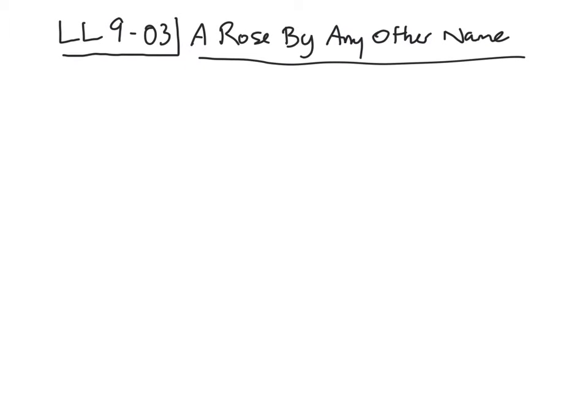P with Lesson Launch 903, A Rose by Any Other Name. We'll get to the reason for that title in just a few minutes. But first, I want to talk a little bit about what it means to graph, so graphing in polar coordinates.